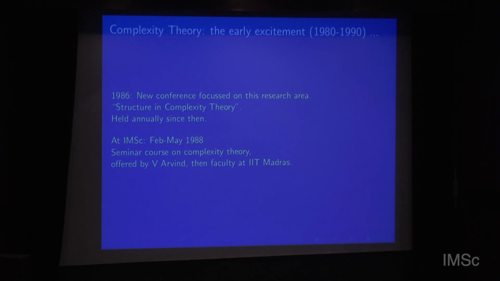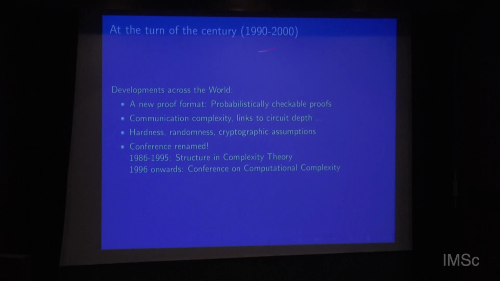Okay, so still not much because we are trying to learn what's happening. So let's move to the next decade. So the turn of the century, 1990 to 2000, many interesting developments across the world. Well, probabilistically checkable proofs came about. This is a new format, a format in which you can write a proof so that a verifier need not even look at the whole proof.